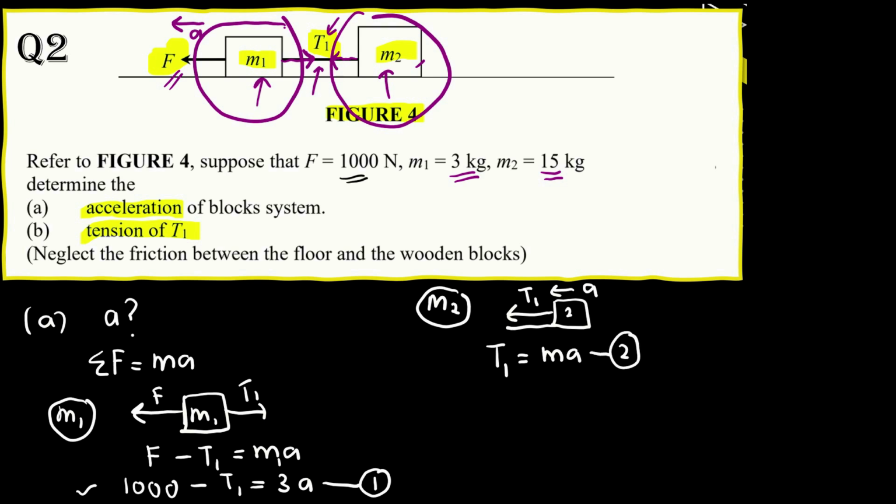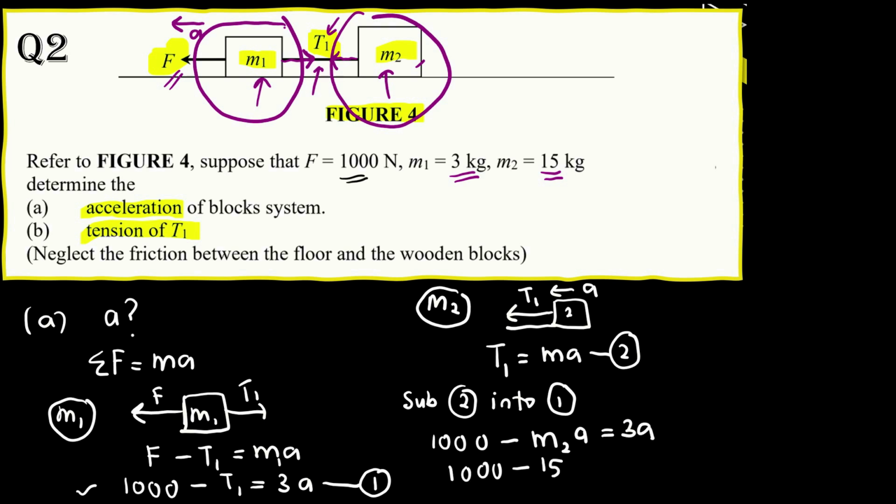To solve this, we can substitute equation number 2 into equation number 1. So we have 1000 minus M2a, minus M2a is equal to 3a. This gives 1000 equal to 15a plus 3a. Let's use our calculator and we'll get our acceleration is equal to 55.56 meter per second squared. So this is our acceleration.